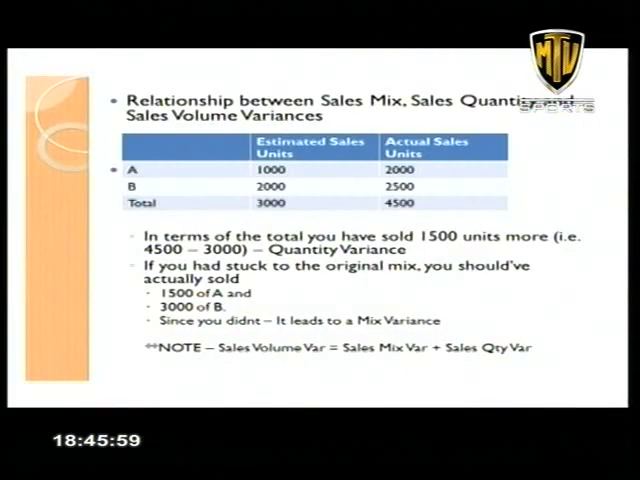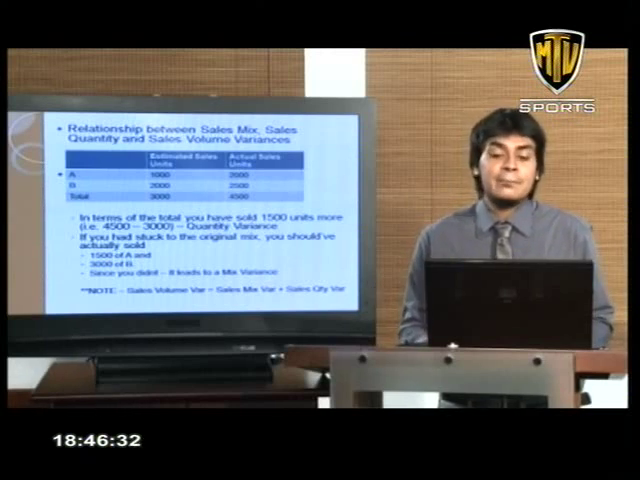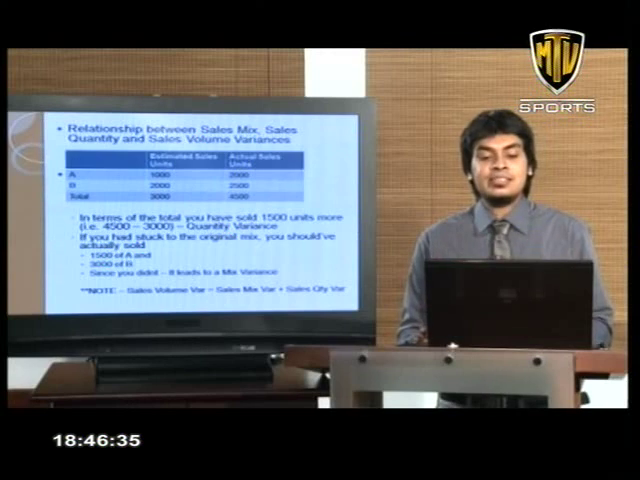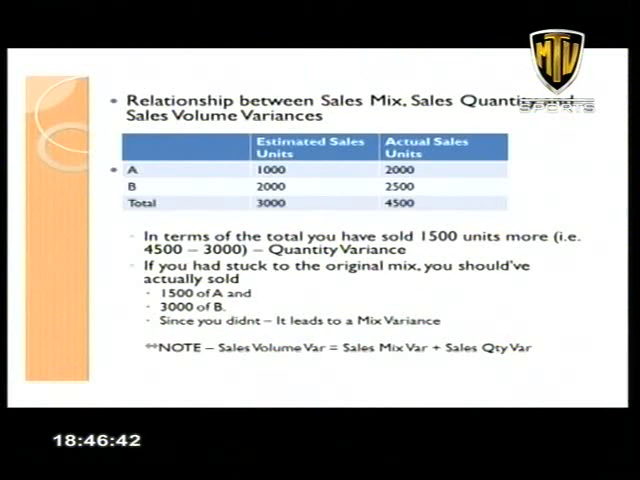Let's assume an organization sells two products A and B. You have estimated 1000 units of A, 2000 units of B, which means your budgeted sales is only 3000. And your sales mix, your standard mix, is 1:2. Moving on to reality, you're selling a total of 4500 units, but not in the standard proportion of 1:2, but in a different mix. So you're ending up selling 2000 units of A and 2500 units of B. So what you need to realize here is that you estimated 3000 units of quantity to be sold, but you have ended up selling 1500 units more in terms of the quantity.